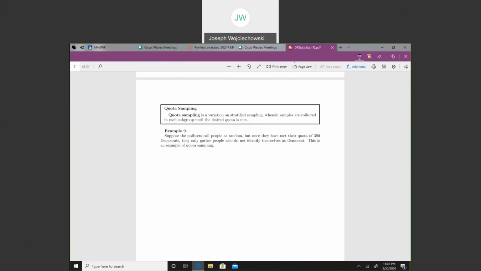Quota sampling is the variation on stratified sampling, wherein samples are collected in each subgroup until the desired quota is met. So suppose the pollsters call people at random. But once they have met their quota of 390 Democrats, they only gather people who do not identify themselves as Democrats. This is an example of quota sampling.